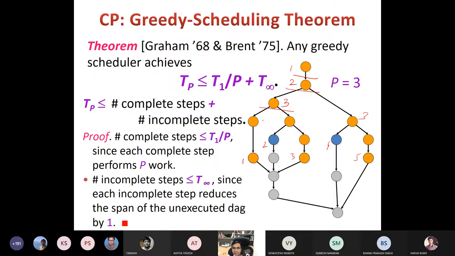Then it is 5. Then this is again 5, and this is 5, and this is 5. So level wise, if we do, then these are the ready tasks. But once you have more processors, then you cannot do more. So in this case, you have only one ready task, so you can do only one.